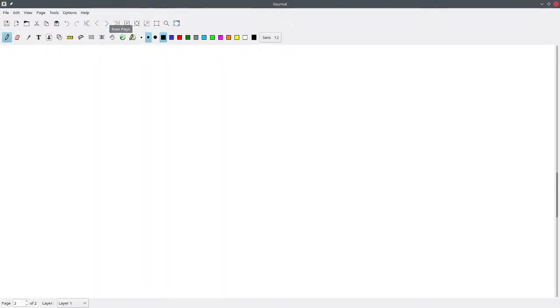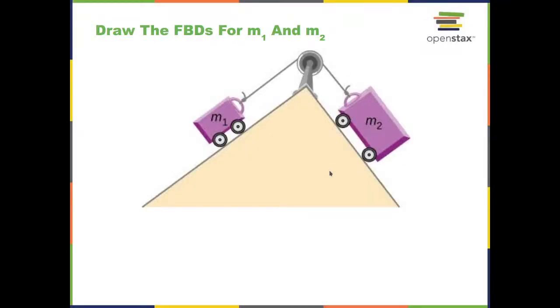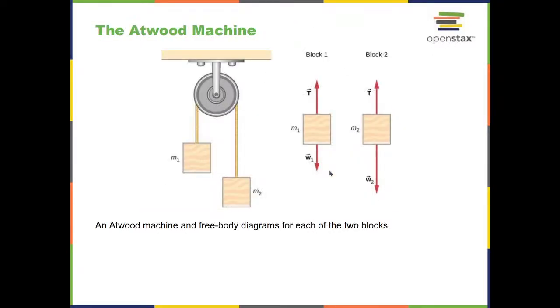Okay, so, next problem. The Atwood machine we already talked about. I mean, you already solved this problem. This is a fun little problem that comes back frequently. And of course, that's why it's a homework assignment, so you can work on it and really try to understand it.